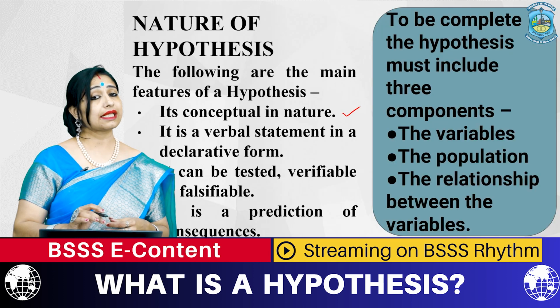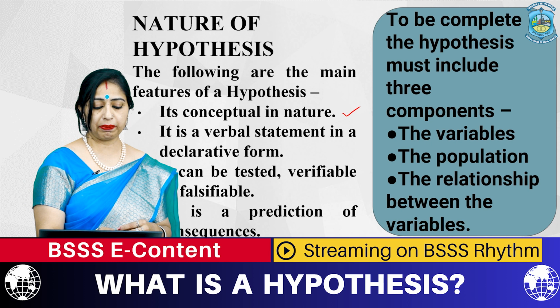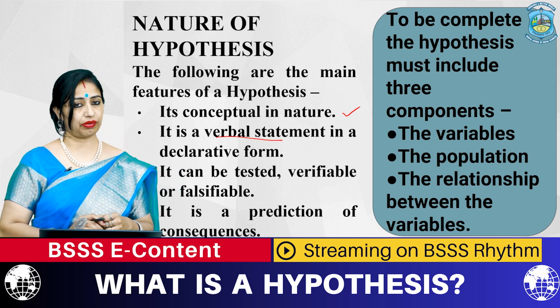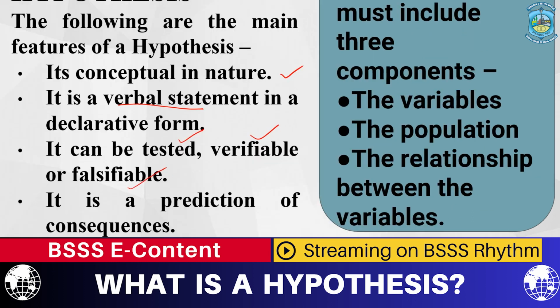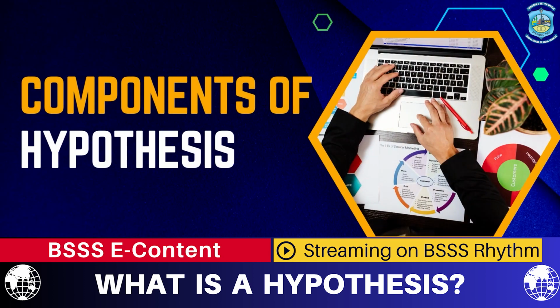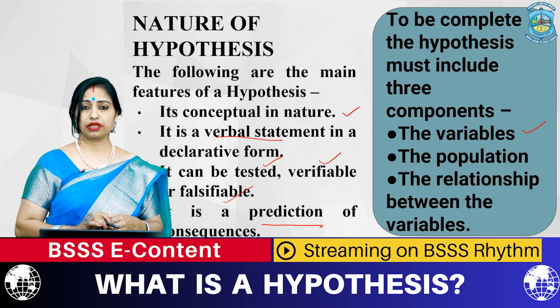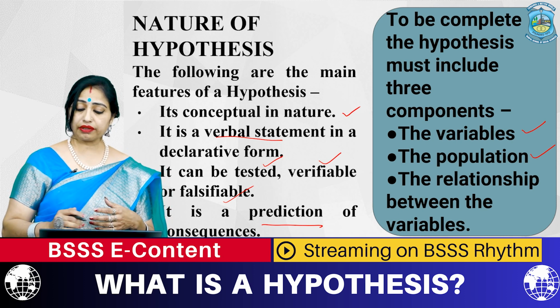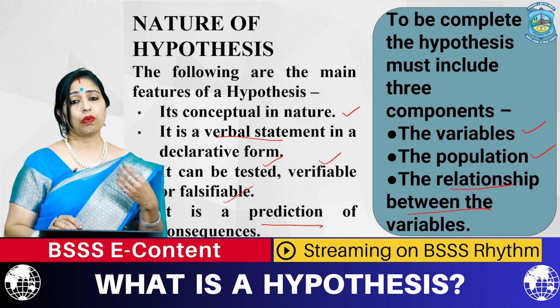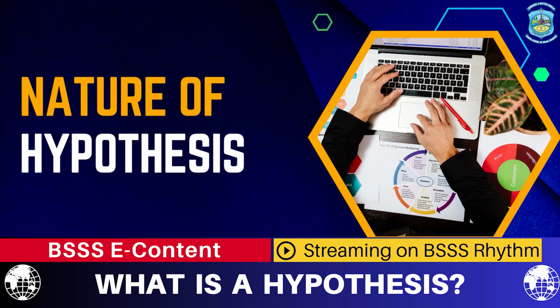Hypothesis is more conceptual in nature. It's a verbal statement in a declarative form. Hypothesis can be tested, verifiable or falsifiable. Hypothesis is a prediction of consequences. You can also say there are three components of hypothesis. First is the variable or variables. Second is the population or the universe of the study. The third one is the relationship between one or more variables.